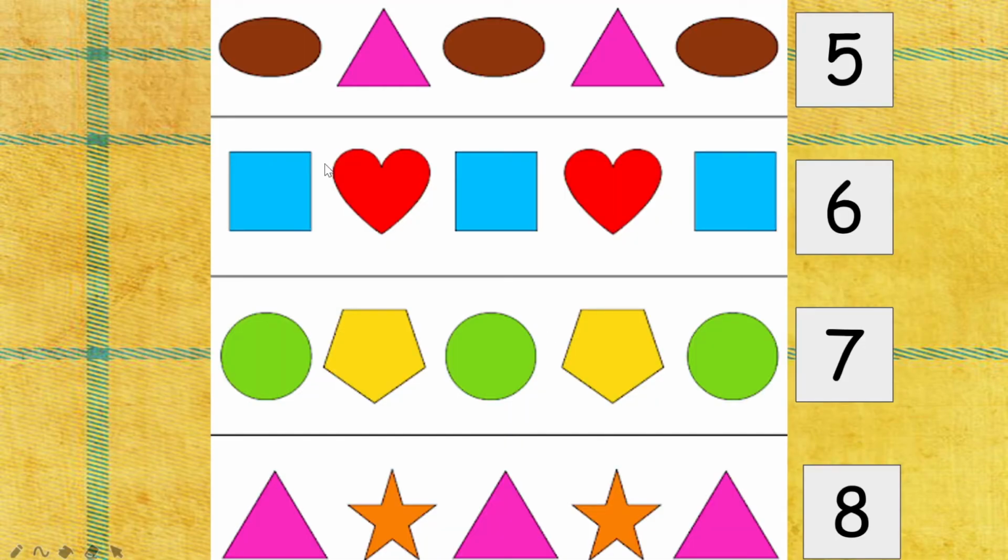Now, how about the shapes? Let's find out the next one, all right? Now, look at this pattern. Oval, triangle, oval, triangle, oval, triangle. Perfect. How about this?